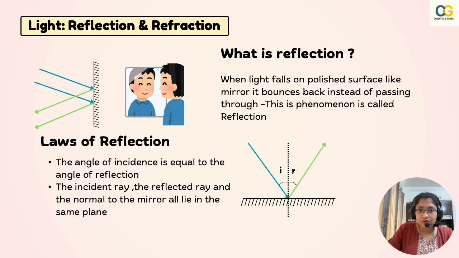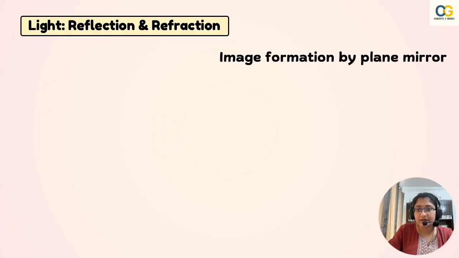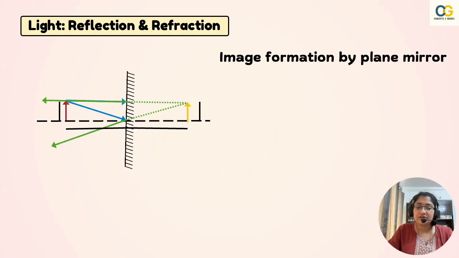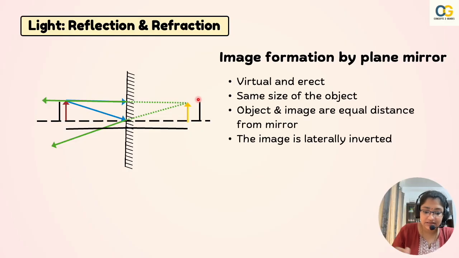So now moving on to image formation by a plane mirror. So when you look at yourself in the mirror, what is happening if this is your object here and the image is formed behind the mirror? So the first thing that we see is the image is virtual and erect. It is upright. You don't see yourself inverted. It is the same size as that of the object. Whatever the object size is, same size as that of the object.